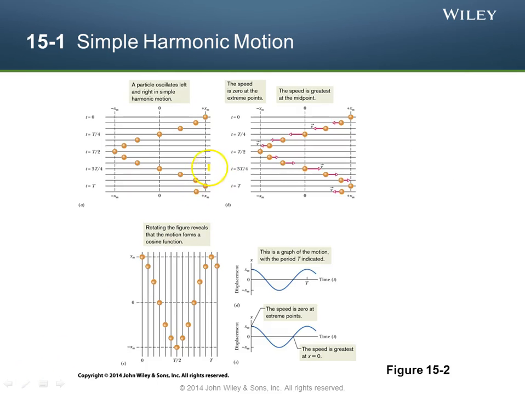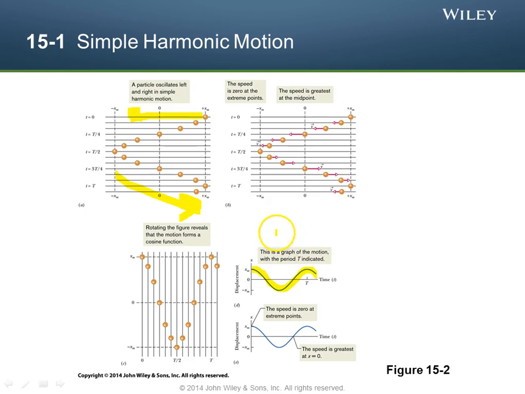If we picture an object that is oscillating back and forth, moving this way and then back to the right, in simple harmonic motion, we can track its position, and we see that it comes out as this cosine wave here.